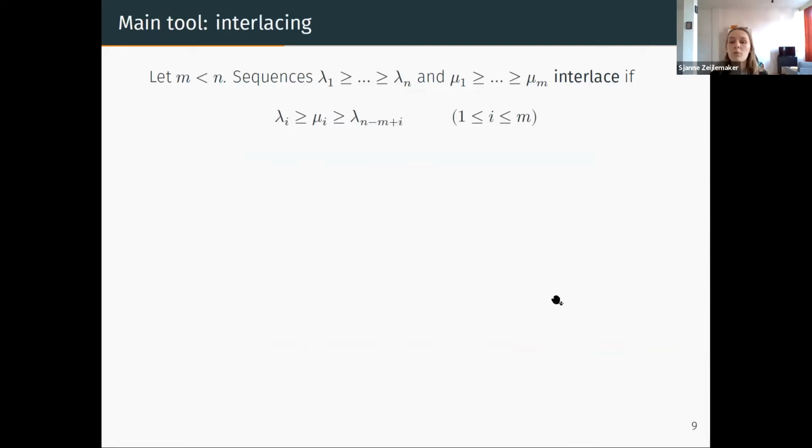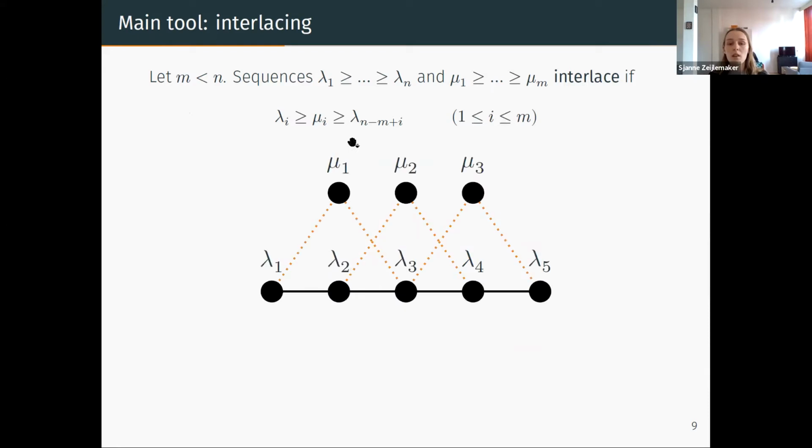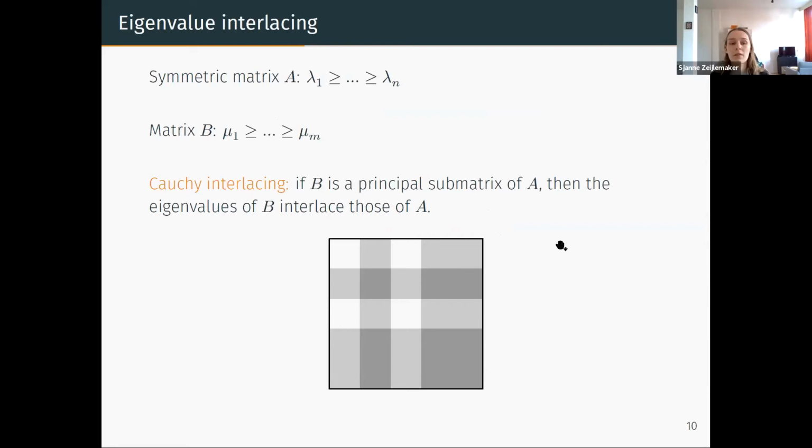Now, our main tool to prove bounds like this is interlacing. Given a sequence of lambdas and a shorter sequence of mu's, we say that they interlace if these inequalities hold for every index. Visually, for each mu, we have a pair of lambdas where it has to be somewhere in between. And in our case, we want to apply this to graphs.